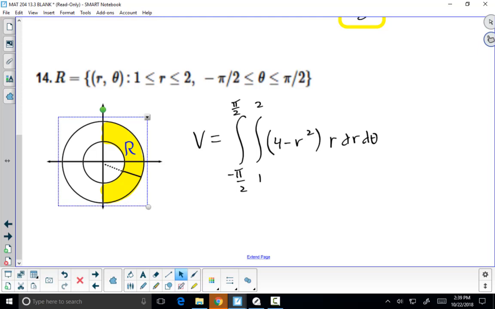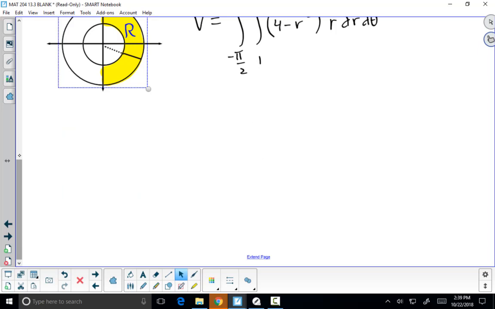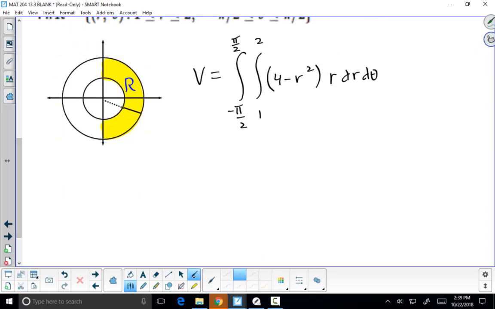And then we integrate and plug in our values, same old same. So is there a theta in there? Nah. So we can just pull the length of this interval out as a multiplier. So that's pi. That's the length of the theta interval. We integrate, we get 2r squared minus r to the 4th over 4 from 1 to 2.